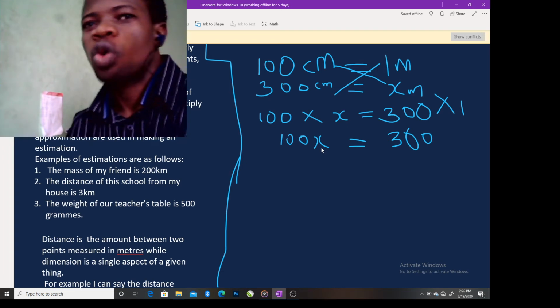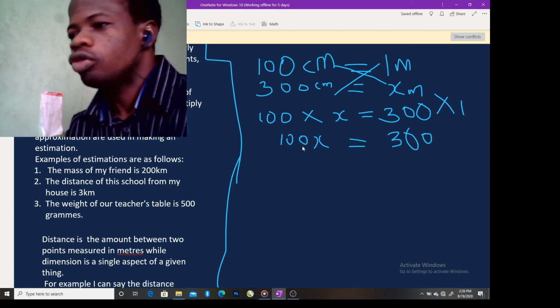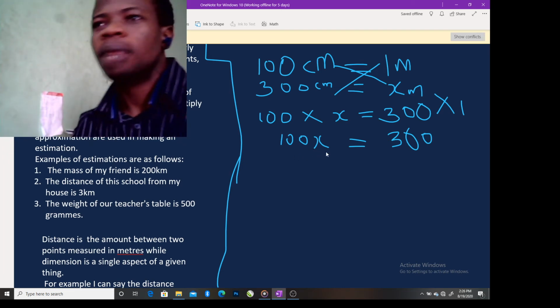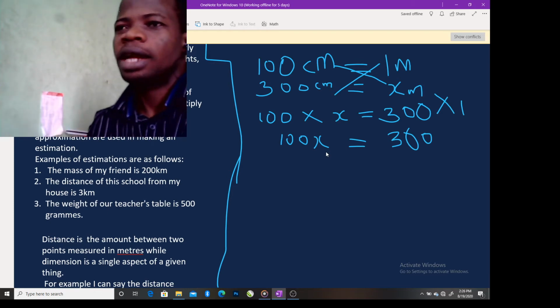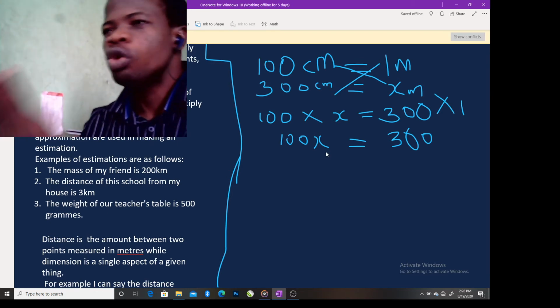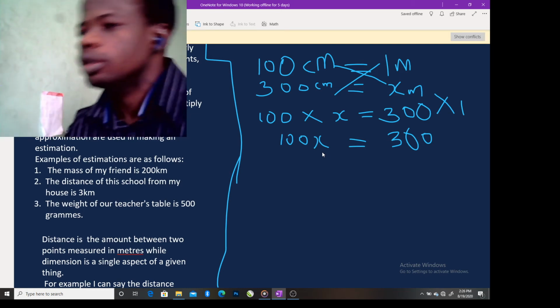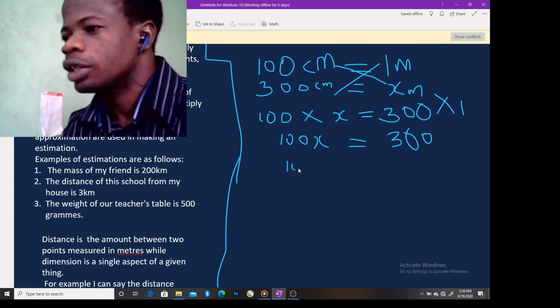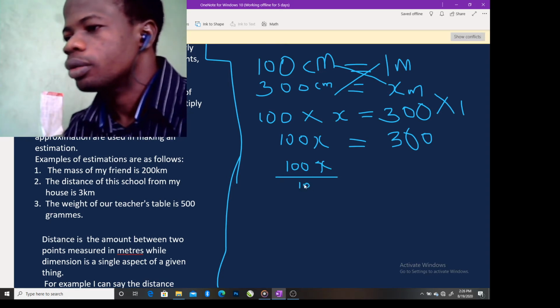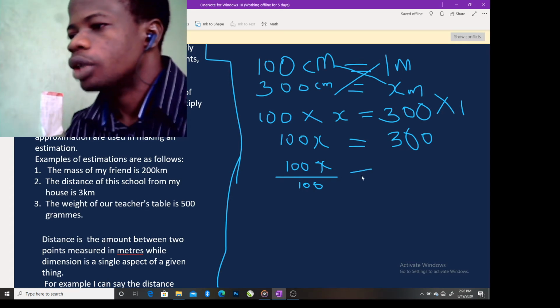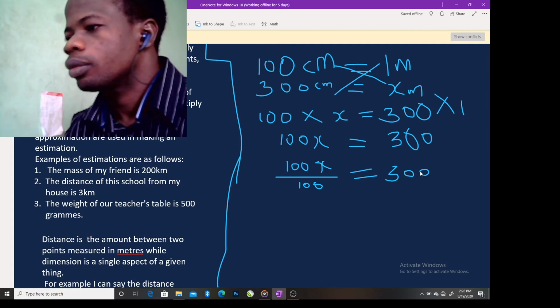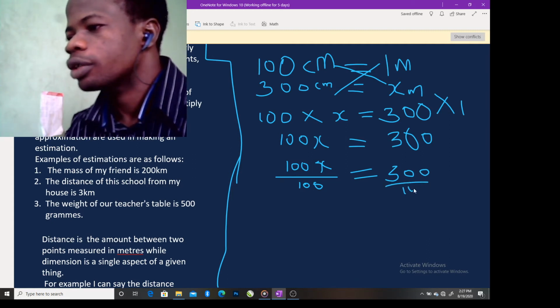There's something we call the coefficient of the unknown. 100 is the coefficient of the unknown. It's the one multiplying x. So whenever you have something multiplying x or y or z, any unknown or any variable you are looking for, use that very coefficient to divide the whole value. So you have 100x, you divide this by 100, and this is equal to 300. We also divide this side by 100.